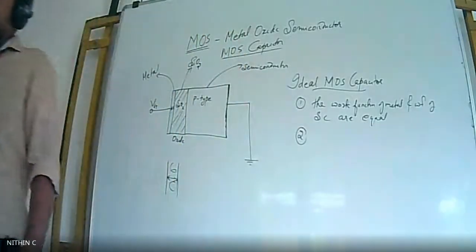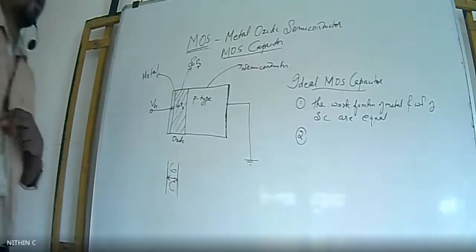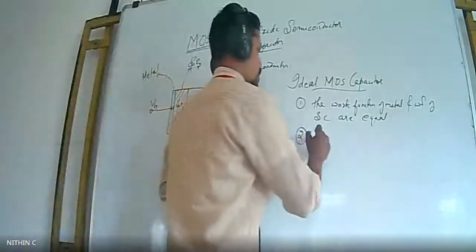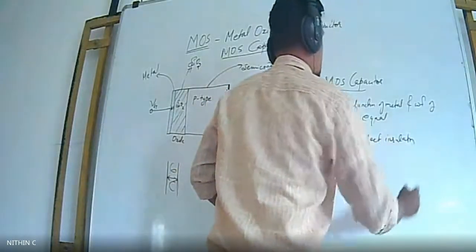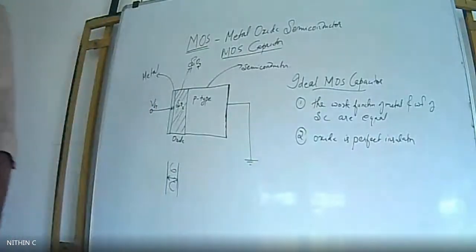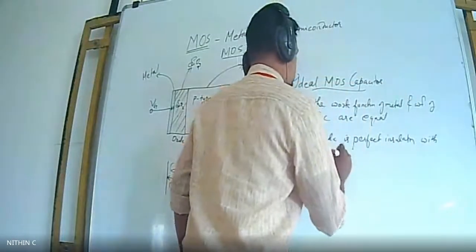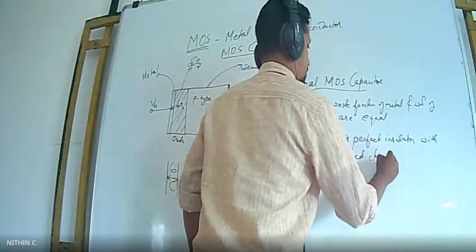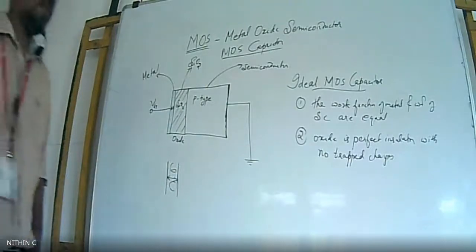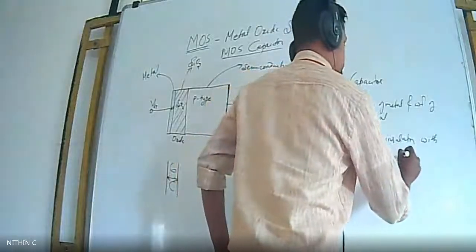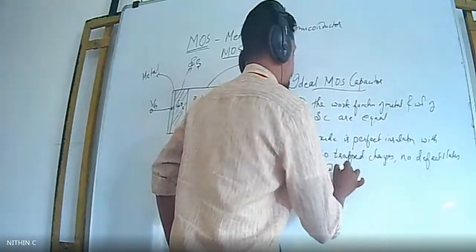The second point is that the oxide layer is a perfect insulator, with no trapped charges, no defect states, and no interface states.